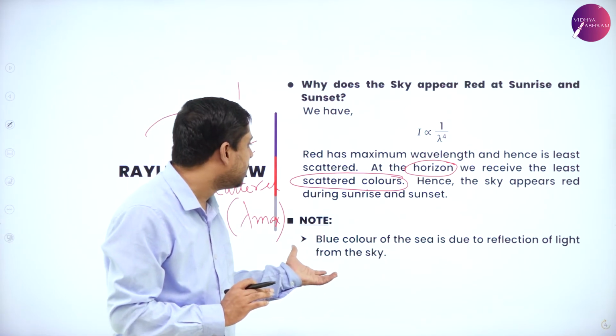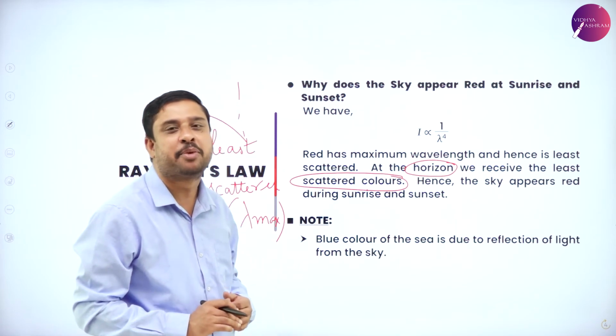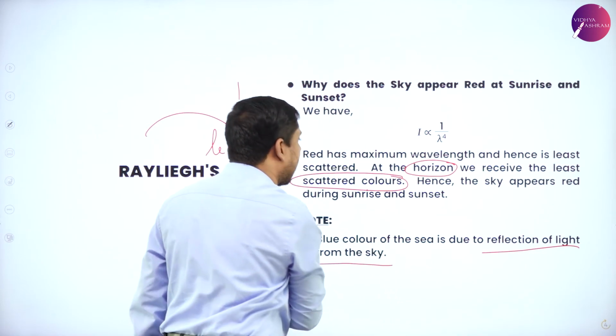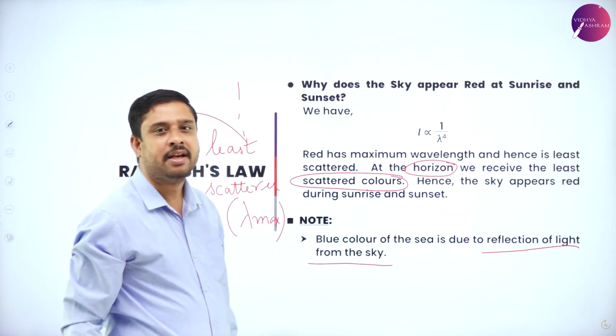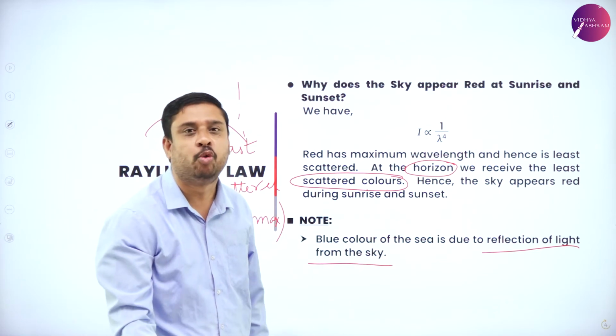Then why does the ocean or sea appear blue? It is reflection of light from the sky. That is why the blue color of the sea comes into picture.